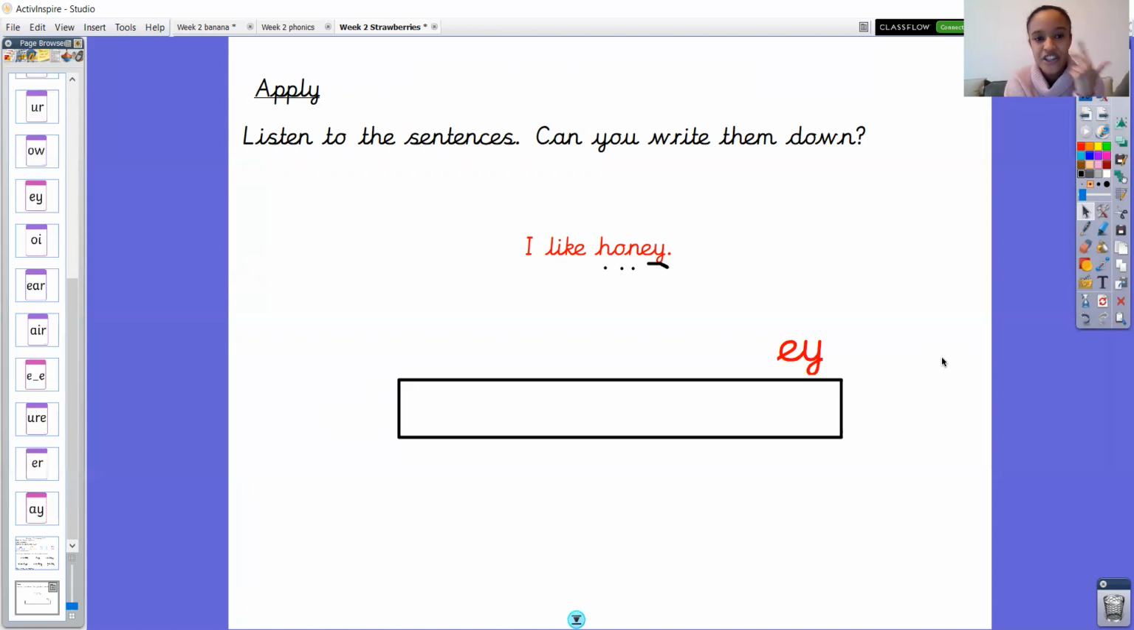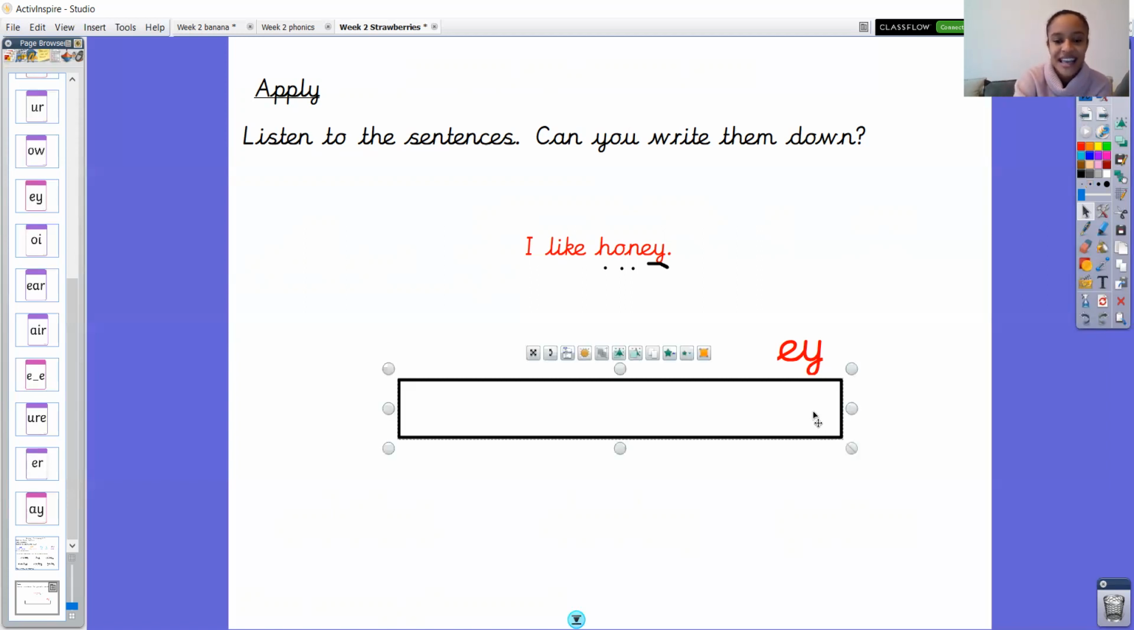At the shop, I can push the trolley. Okay, so 8 words there. Let me try again. At the shop, I can push the trolley. Okay, one last time. At the shop, I can push the trolley. Okay, so pause the video and have a go at that sentence now.